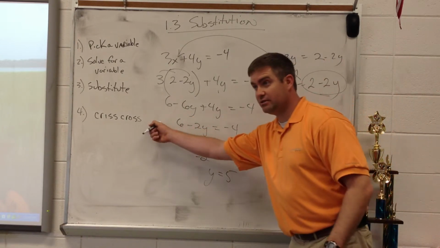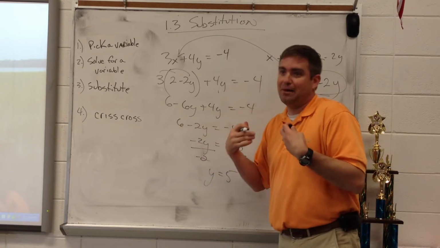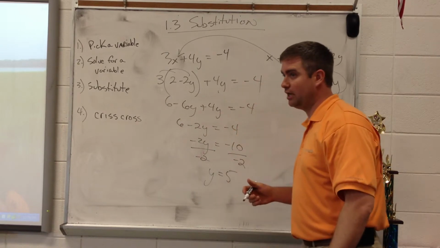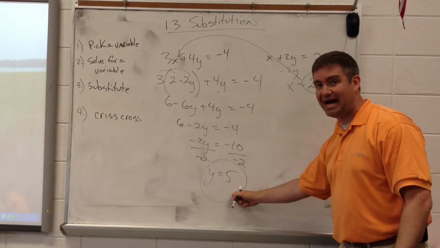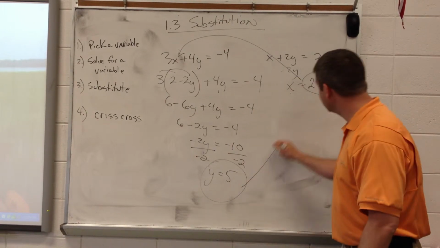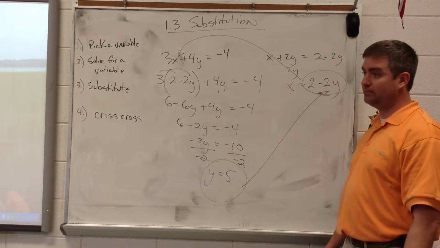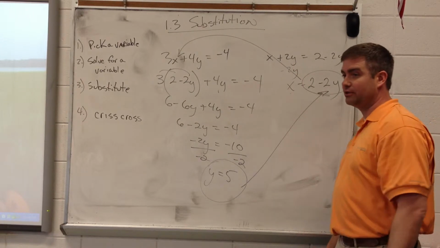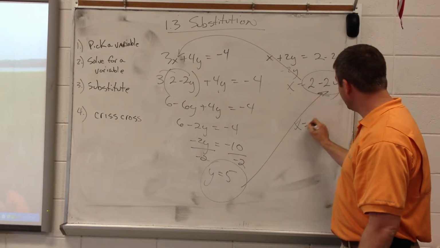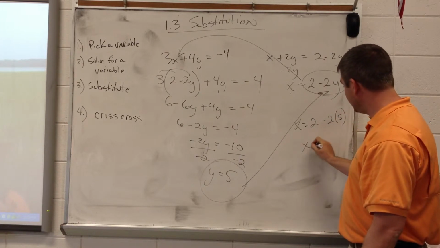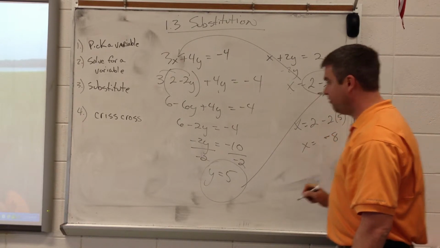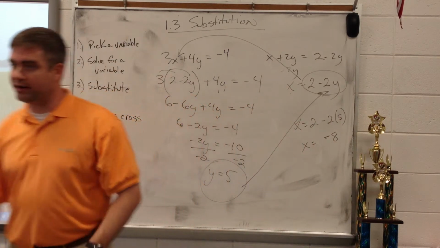Last step is to plug, crisscross. That's just my saying. What does that mean to do, Clay? Plug the y into the x. We now know that y equals 5. How do we find x? We simply crisscross and plug it in back where I started. So x equals 2 minus 2 times 5. X equals negative 8.